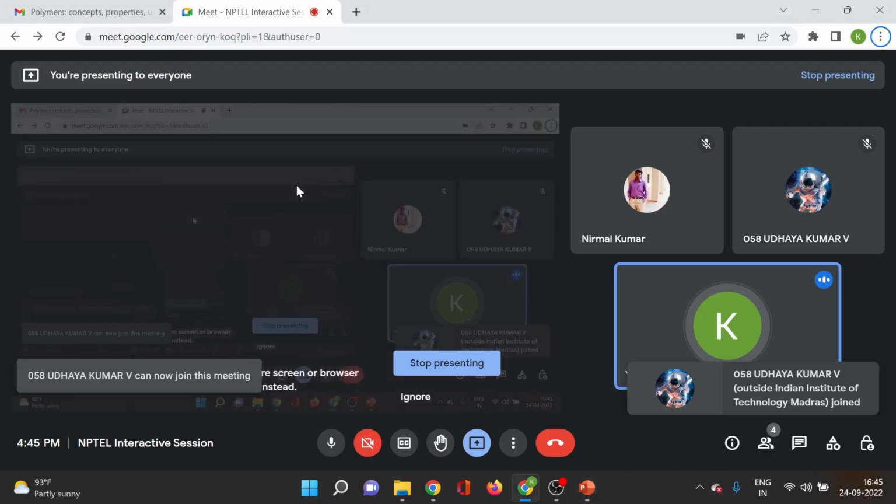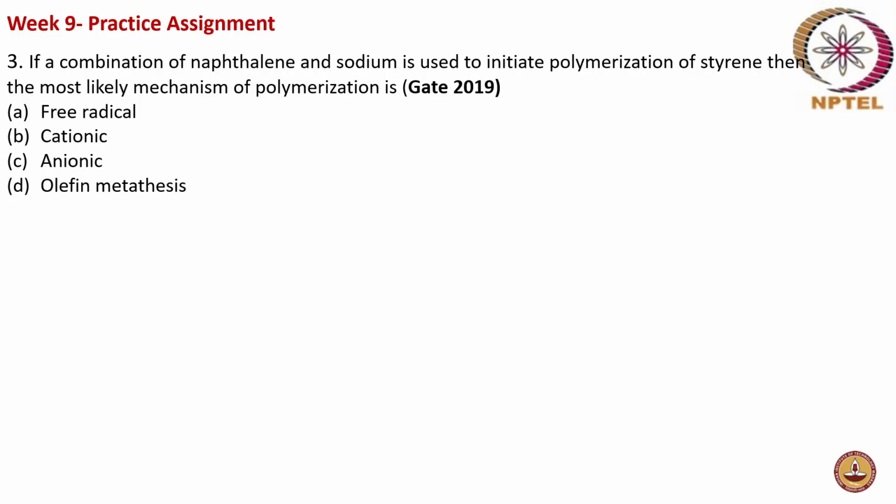Hello Uday Kumar. Sir, we started getting into the practice assignment and we are discussing the third question. Okay. So just go through the question. I'll also say the question once again. If a combination of naphthalene and sodium is used to initiate polymerization of styrene, then the most likely mechanism of polymerization is free radical, cationic, anionic, or olefin metathesis?